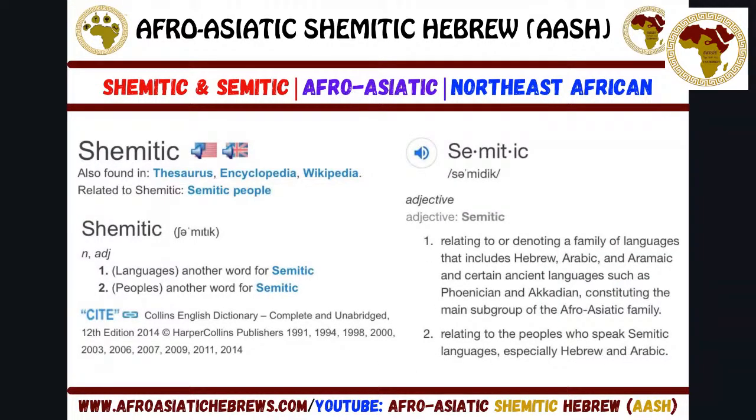Shemitic. Shemitic languages, another word for Semitic. Shemitic peoples, another word for Semitic. Semitic: relating to or denoting a family of languages that includes Hebrew, Arabic, and Aramaic, and certain ancient languages such as Phoenician and Akkadian, constituting the main subgroups of the Afro-Asiatic family. Second, relating to the peoples who speak Semitic or Shemitic languages, especially Hebrew and Arabic.